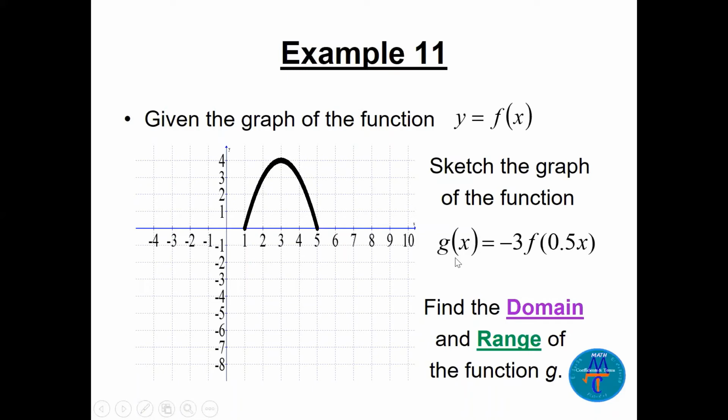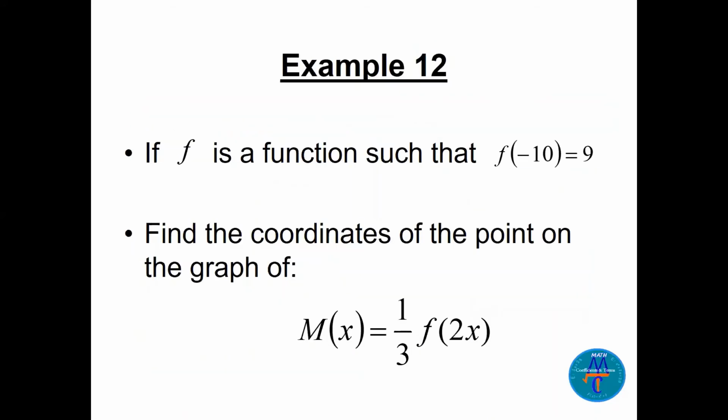Now, in this next example, I'm giving you only a point, like (3, 4), or (4, 3), or (5, 0), or (1, 1), any point, only a point on the graph. See what will happen to this point after we make the transformation. So that's example 12, just 1 point. f is a function, f of -10 is equal to 9. So x is -10 and y is 9. So there is a point (-10, 9). You can graph it. We need the point that lies on this function m, which is 1/3 f of 2x.